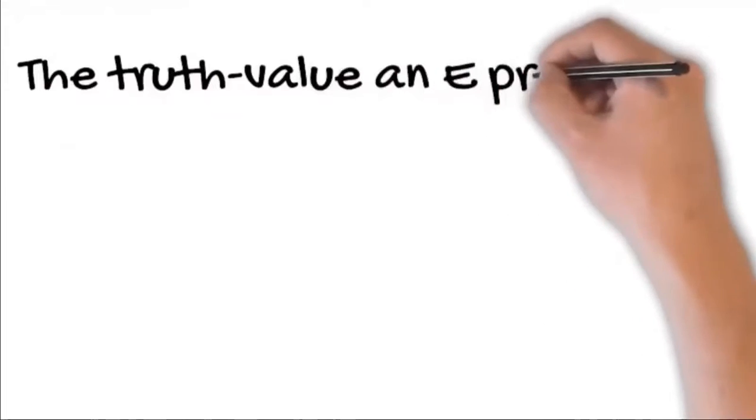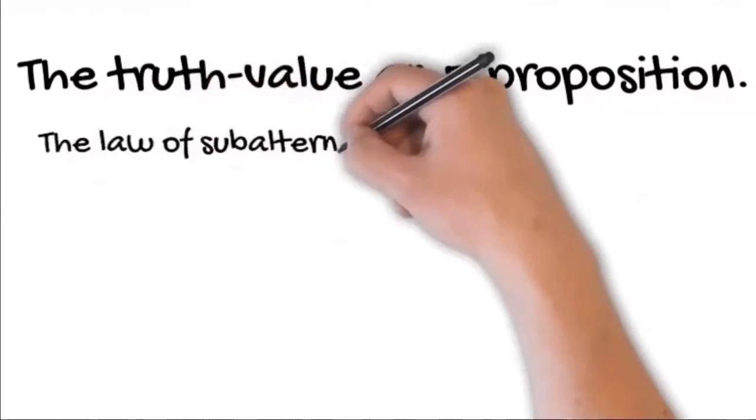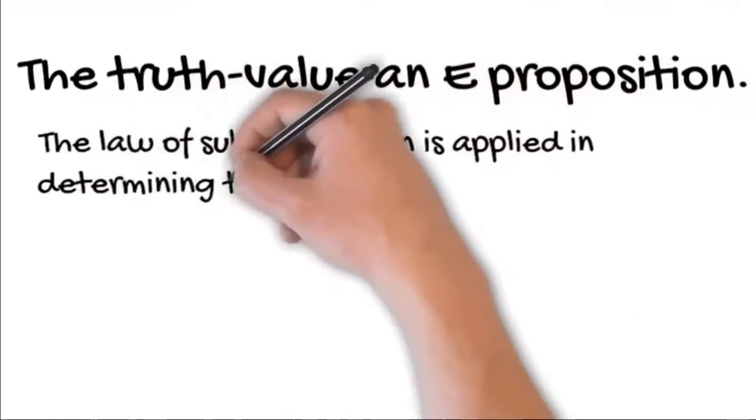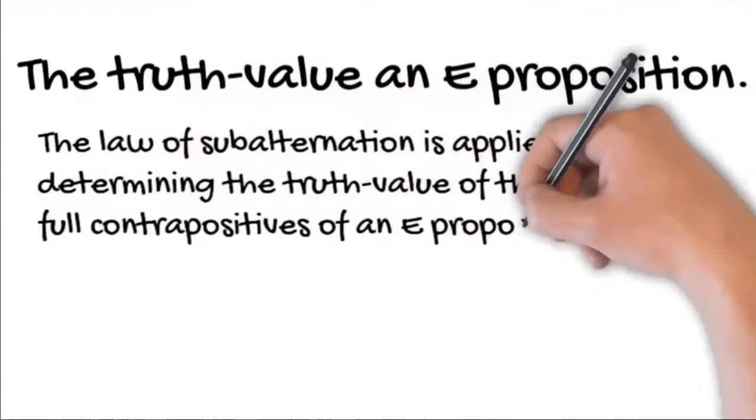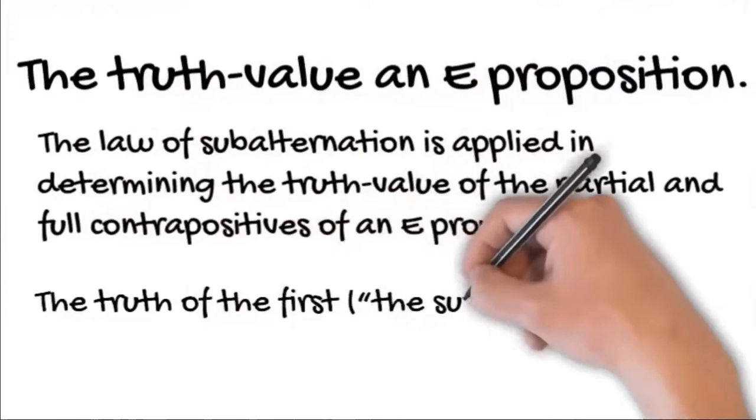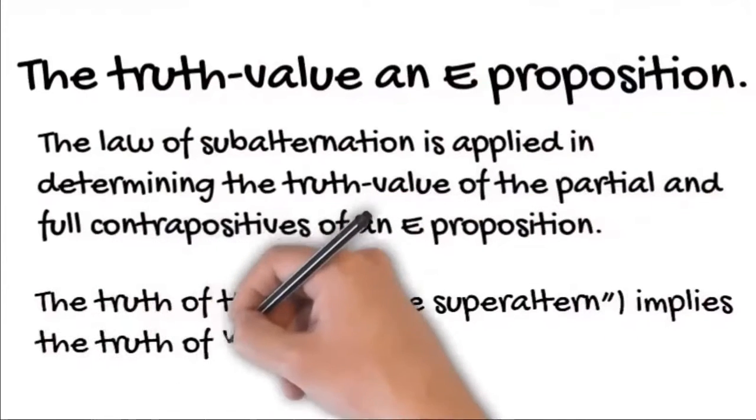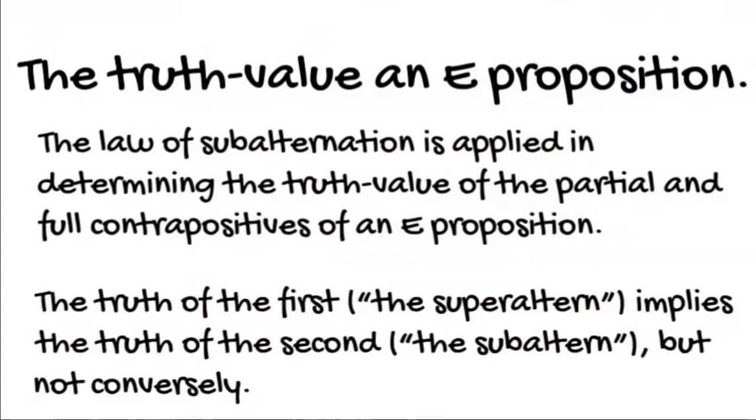The truth value of an E proposition. The law of subalternation is applied in determining the truth value of the partial and full contrapositive of an E proposition. So to recall, the law of subalternation says that the truth of the first implies the truth of the second, but not conversely, meaning the other way around is not applicable or doubtful.